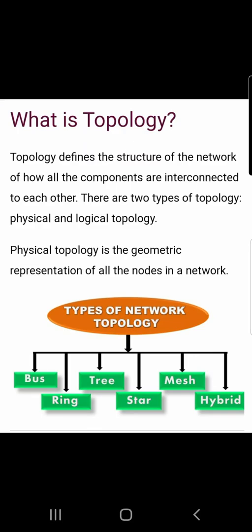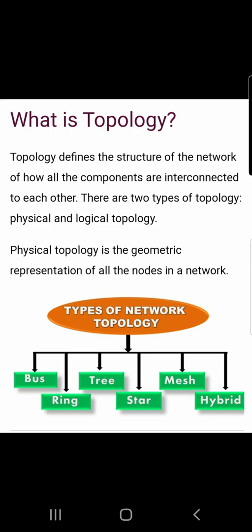Here, what is topology? Topology defines the structure of the network, of how all the components are interconnected to each other. There are two types of topology, physical and logical topology. We are focusing on the physical networking. In the physical topology, the arrangement of all the computers which we are placing inside a room is known as a topology. Here, one diagram is given on your screen that shows 5 types of topology: bus, ring, tree, star, mesh and hybrid.